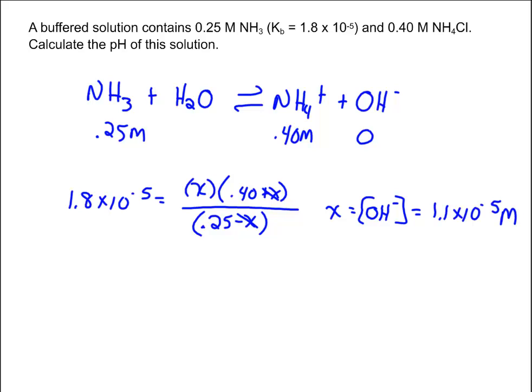Since this is so much smaller than our initial concentration, we know that our approximation is fine. If that's my hydroxide ion concentration, then my pOH is 4.95, which means my pH is 9.05. So that would be an example of a basic buffer and how to find the pH of a basic buffer.